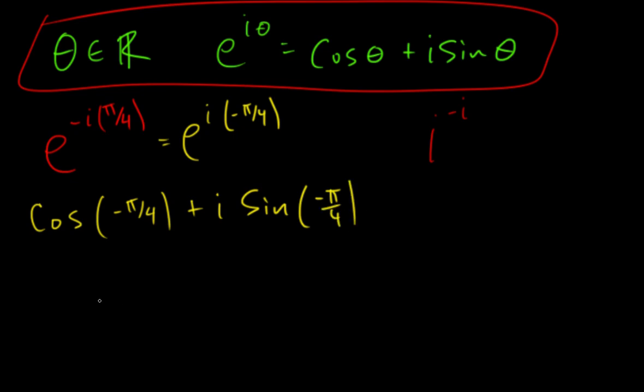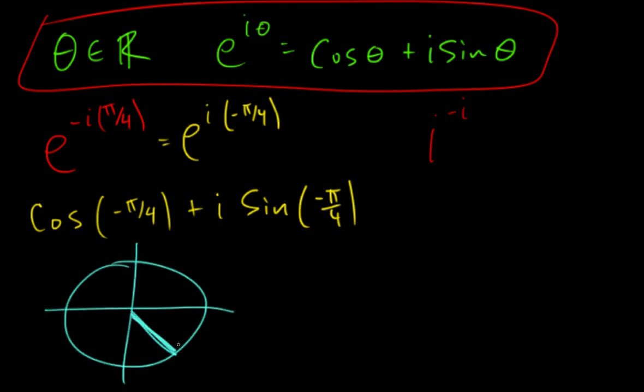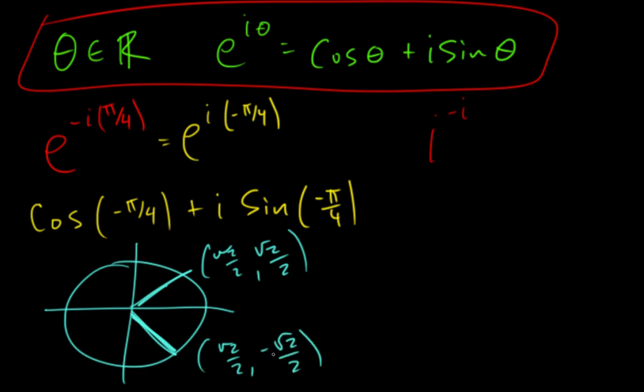Okay, and then if we look at a unit circle, negative pi fourths is going to line up with pi fourths, which is square root of 2 over 2, square root of 2 over 2. So down here, the x's are positive, but the y's are negative. Cosine is an x value, so that's square root of 2 over 2, plus i square root of 2 over 2, minus, because it's negative. And that's it for that one.